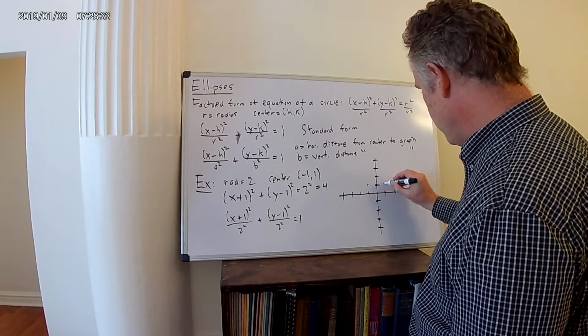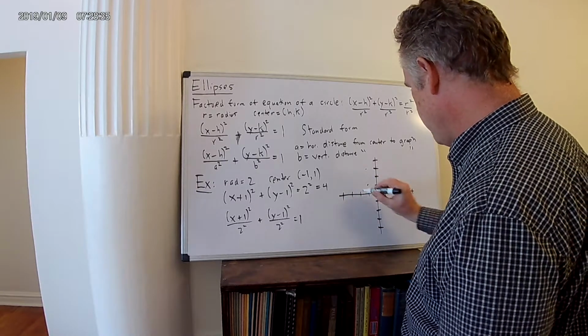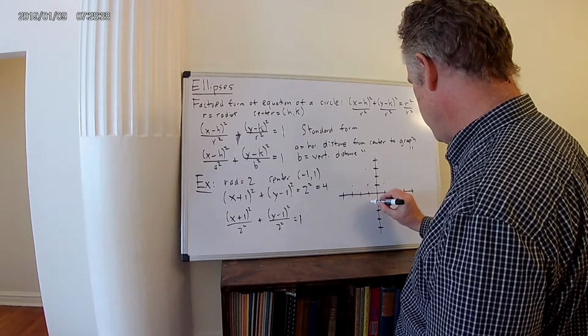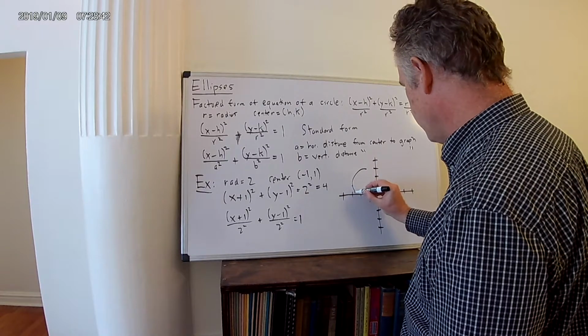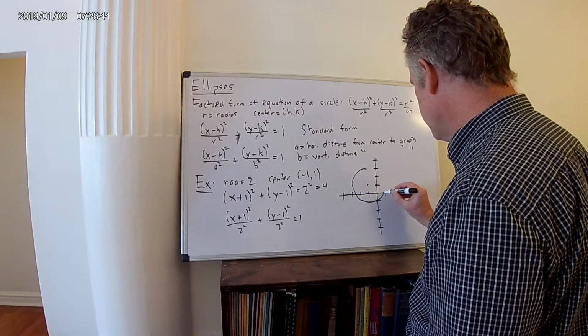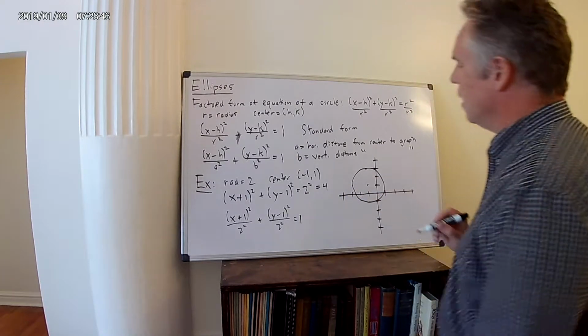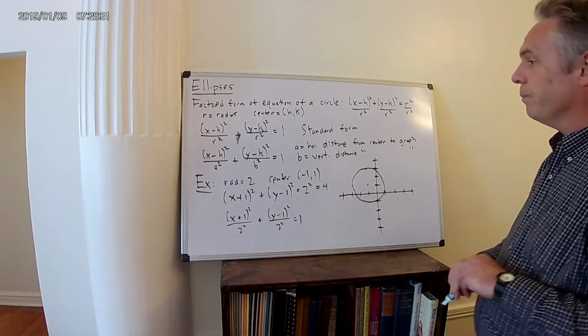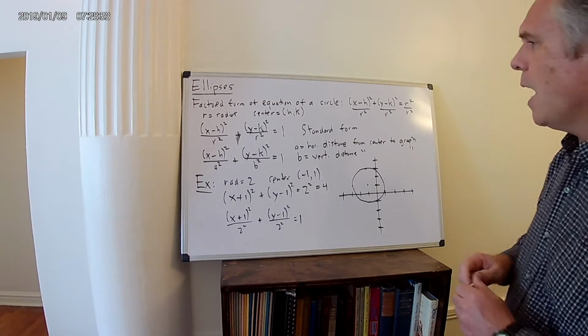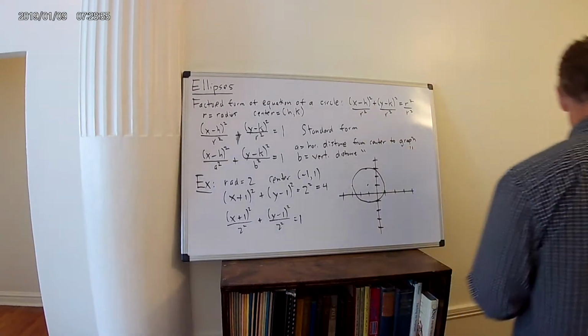If we move 2 over, we get a point here. If we move 2 up, we get a point there. If we move 2 left, we get a point there. If we move 2 down, we get a point there. And our circle will look something like this, if I can draw this correctly. This will not be perfect, but it's an okay circle there. And this is the graph of this circle. Okay, let me erase what's up top here.